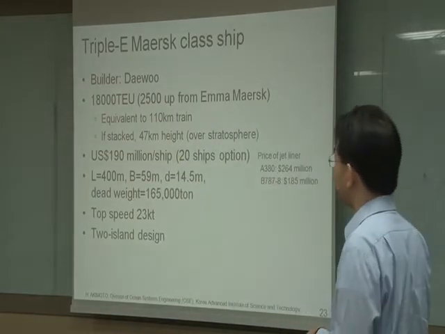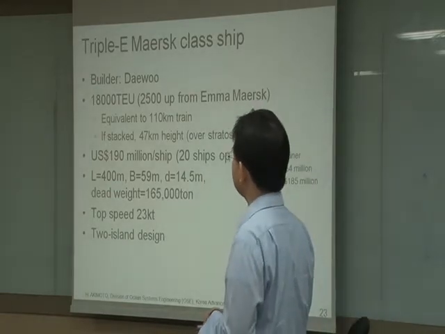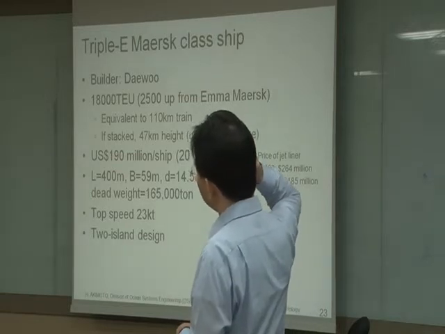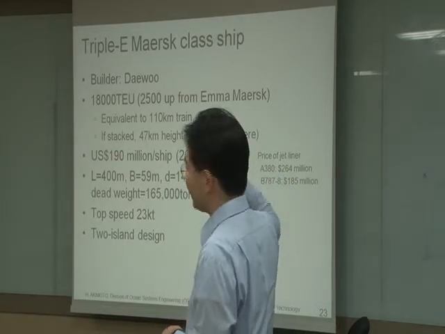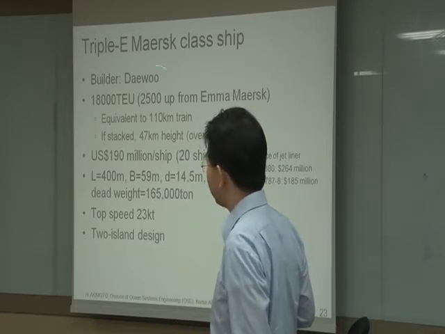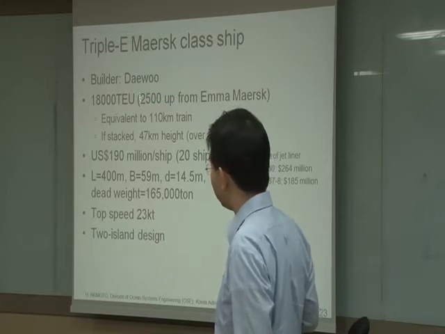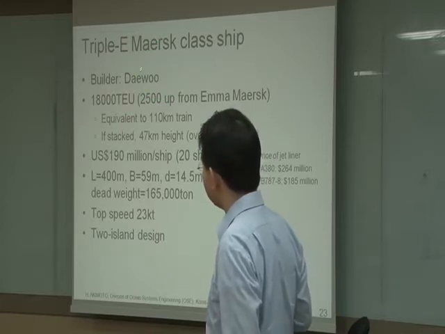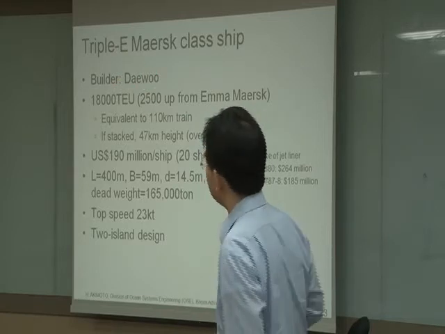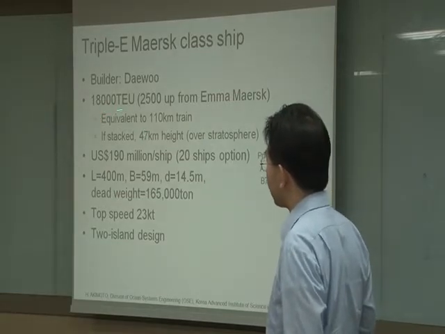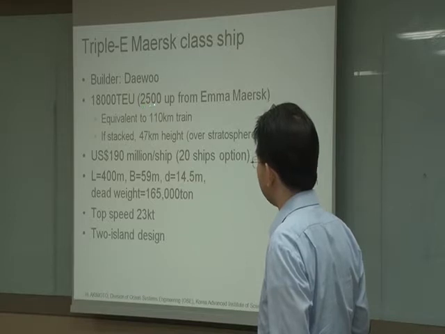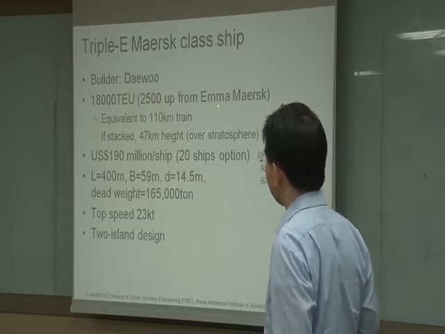This is some specification of the EEE Maersk class ship. EEE indicates economy and something. It will appear later. The builder is Daewoo Shipbuilding. So I think this ship is now under construction in this country. It is 18,000 TEU, so about 2,500 up from the Emma Maersk.